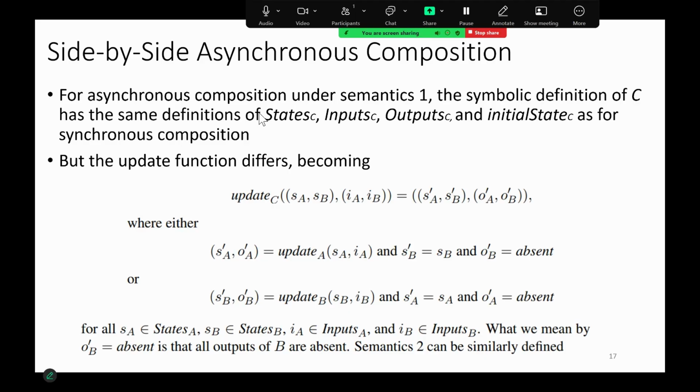And for asynchronous composition under semantic 1, the symbolic definition of C has the same definition of states, inputs, outputs, initial state, but the update function becomes, for semantic 1, either A reacts or B reacts. So one of them, the output is absent in one of them.